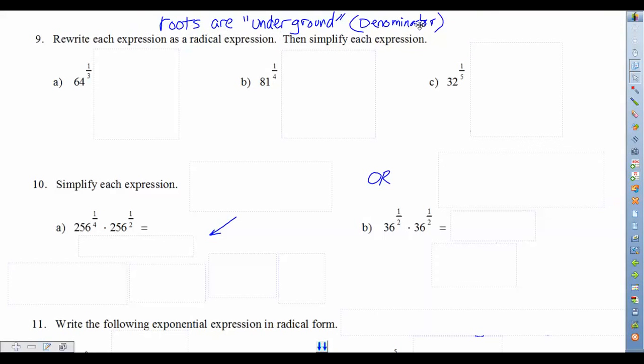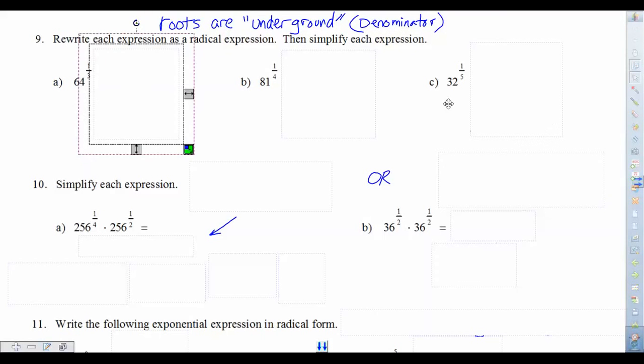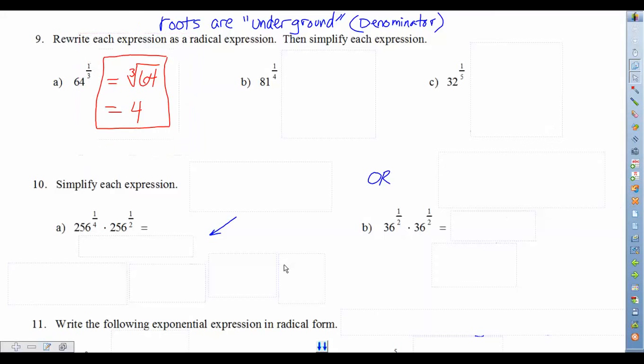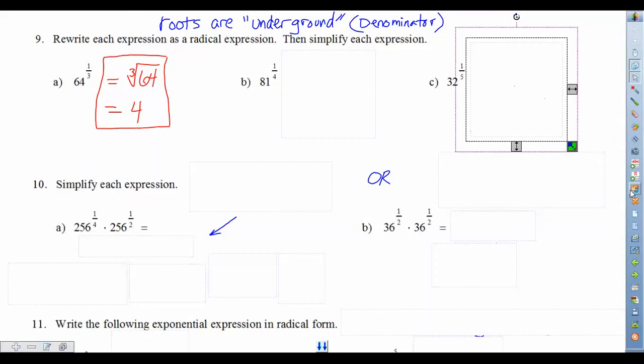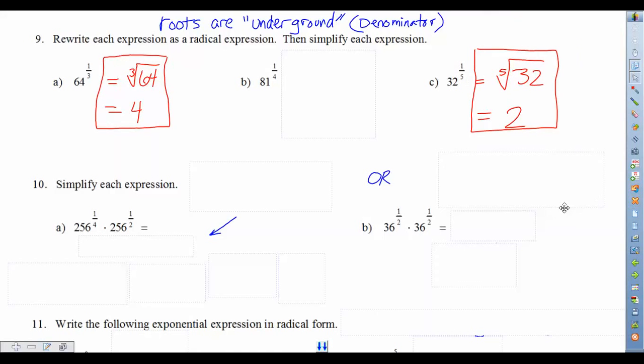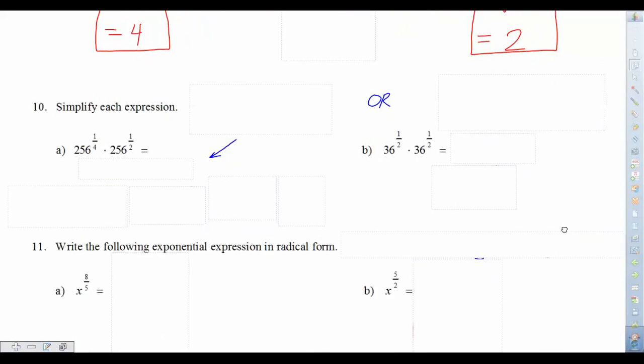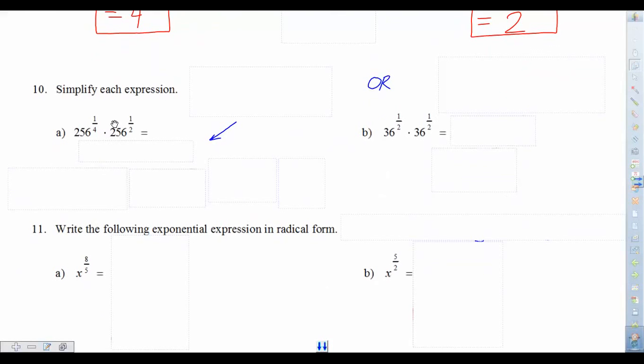Roots are underground. In other words, what I mean by that is that the root is always going to be the denominator number. So when you see 64 to the 1/3, what you should really look at that as being is the cube root of 64, and the cube root of 64 would be 4. That's essentially what I want you to be doing here, right? So if we were looking at C right there, we'd be doing the 5th root of 32, which the answer would be 2.